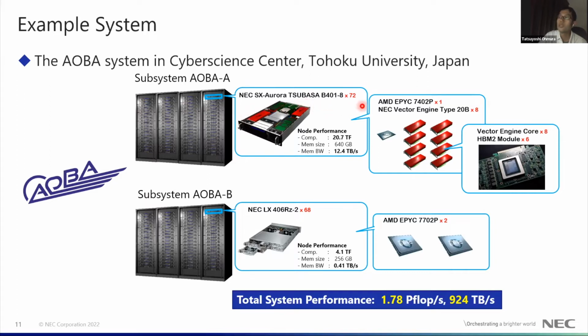Each node of SX-Aurora TSUBASA is equipped with one AMD CPU and 8 vector engines. The NEC vector engine has an NEC vector processor and HBM modules. The other is a scalar cluster powered by AMD EPYC. Our focus is on this powerful vector cluster of AOBA-A.